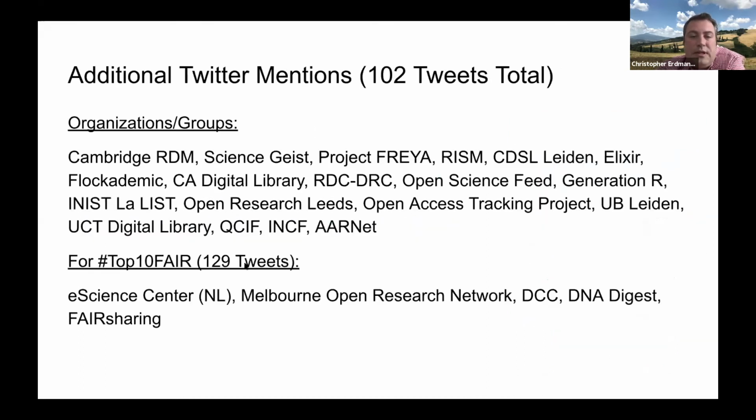Another thing to look at is Twitter mentions here. There were 102 tweets total. These are additional sources in addition to the ones you saw earlier. And then the top 10 FAIR hashtag is actually another one that we used. So it got a little bit more tweets. This is just top 10 FAIR, searching for that with 102 tweets, at least that I can find. And then top 10 FAIR got additional sites here, like the eScience Center you see there.